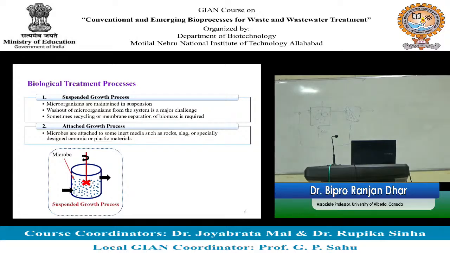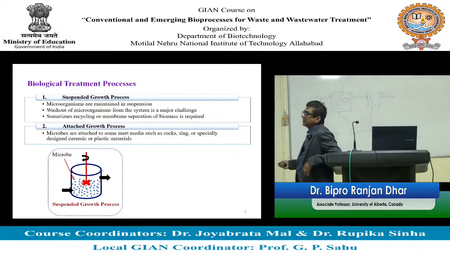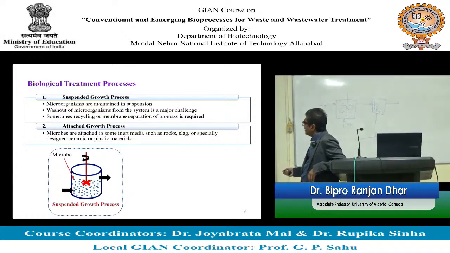So we talked about the suspended growth process, where microbes are in suspension, but one of the major challenges with this kind of system is biomass washout. The typical approach used to retain the biomass inside a suspended growth process is recycling of biomass. The bioreactor can be followed by a settling tank where we settle the biomass and recycle it back into the system.